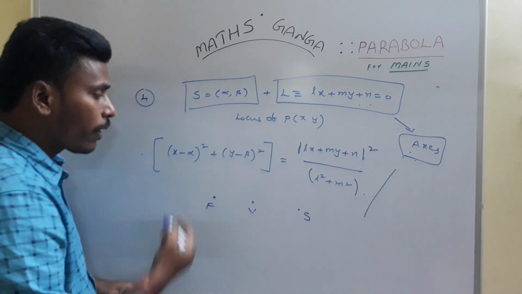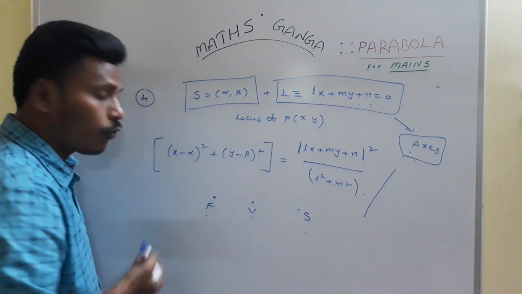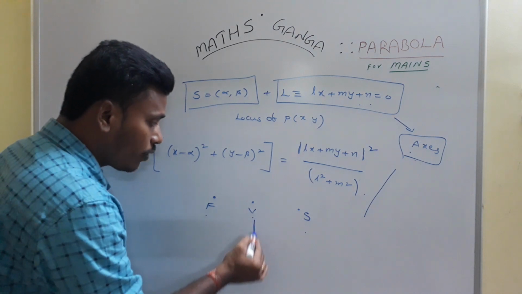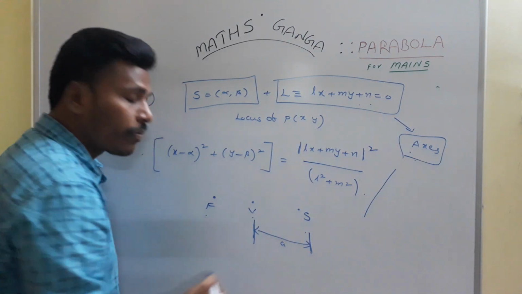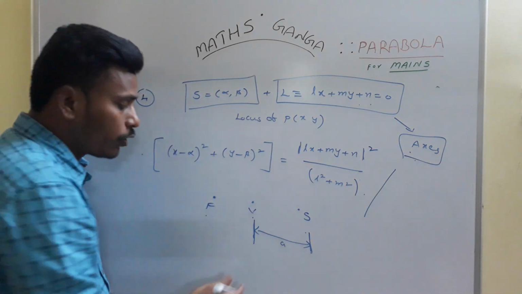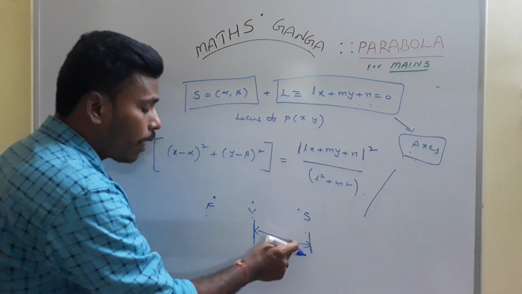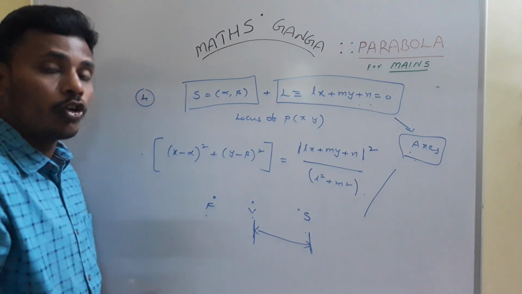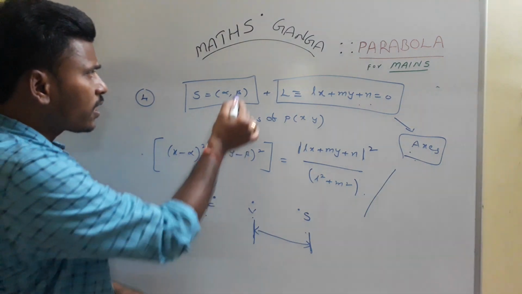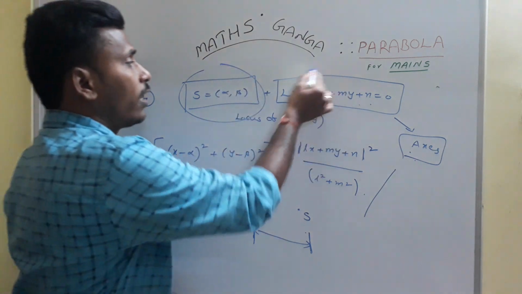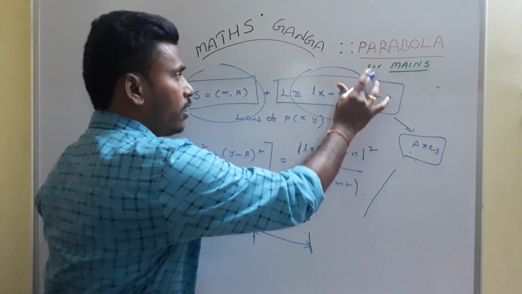And see, if you have the focus and the vertex as well as the foot of the directrix, the distance between this vertex and this focus, usually in standard form it is a, and the length of the latus rectum is 4a. So if you have this distance, by multiplying this distance with 4, you will get the length of the latus rectum also. And see, this is the focus, and this is the directrix.